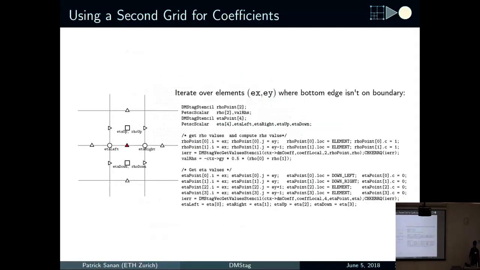If you have multiple grids which you don't want to interlace as far as the data is concerned, you can use multiple DMStags. You can check them directly for compatibility to make sure you can iterate over them together. In this way, we're just pulling out some material properties, so densities and viscosities. This is directly from an example in the textbook I was taking examples from.